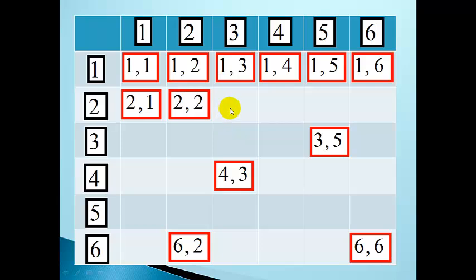Now I advise you to fill in the empty spaces. Here we have 3 by 5, so we have 3, 5. Here we have 4 by 3, we have 4, 3. Here we have 6 by 2, we have 6, 2. And here we have 6 by 6, and that is 6, 6. I advise you to fill the other spaces provided. And this will be the sample space when the dice is tossed twice.